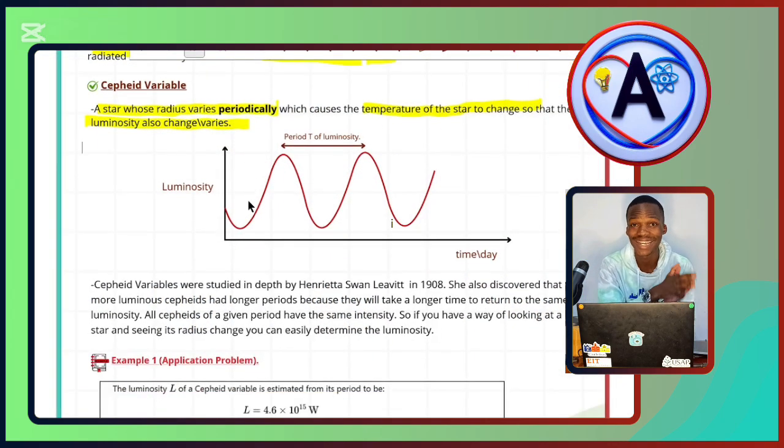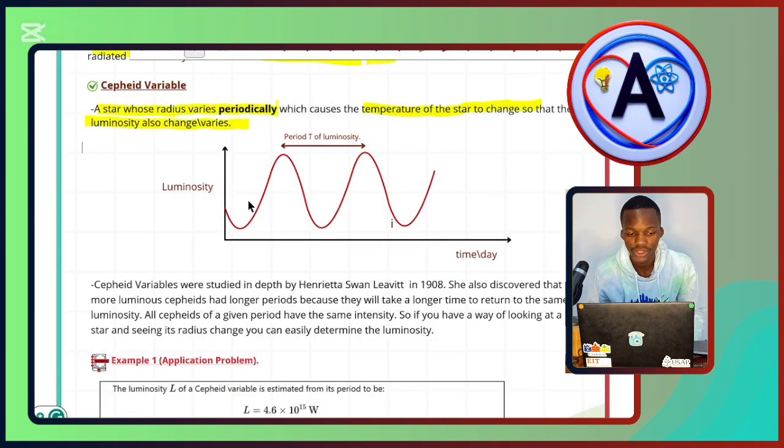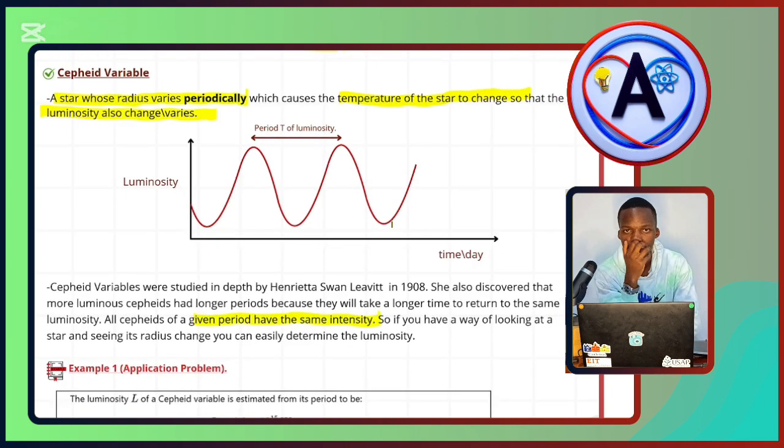The Cepheid variable was studied in depth by a woman known as Henrietta Swan Leavitt in 1908. She discovered that more luminous Cepheids had longer periods, because they take a longer time to return to the same luminosity. So if you have Cepheids that have a given period, they'll also have the same intensity. If you can observe a star's radius changing and getting bigger, and you can observe the period, you can therefore estimate the luminosity. Stars which have a radius that changes can be referred to as Cepheid variables.